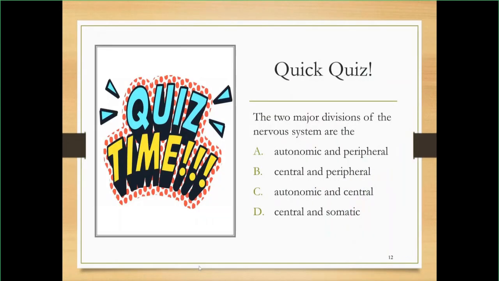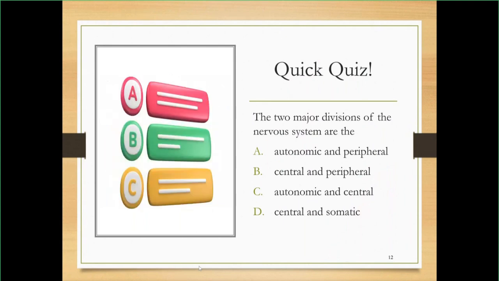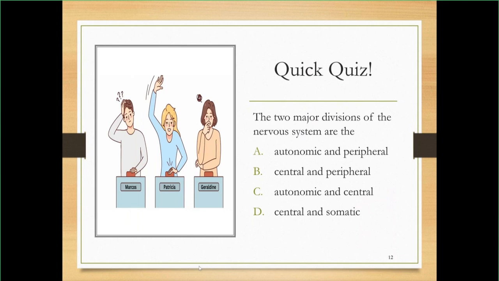Quiz time. The two major divisions of the nervous system are A. Autonomic and peripheral, B. Central and peripheral, C. Autonomic and central, or D. Central and somatic. One volunteer at a time, please.